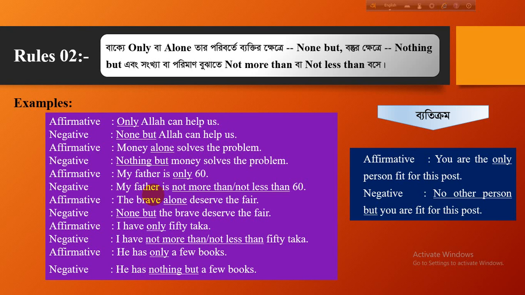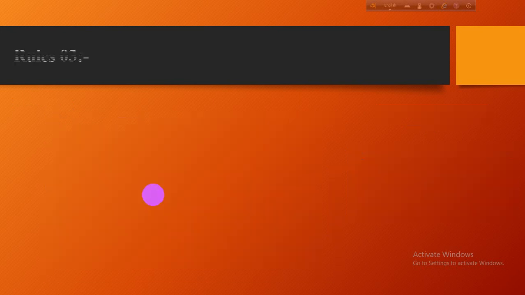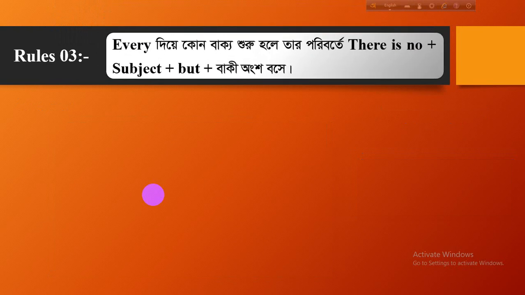So dear student, let's come to the next. We have gone through the two rules. I think these are very easy for you, easy to understand. So come to the next. Rule 3. It's also a very easy rule.